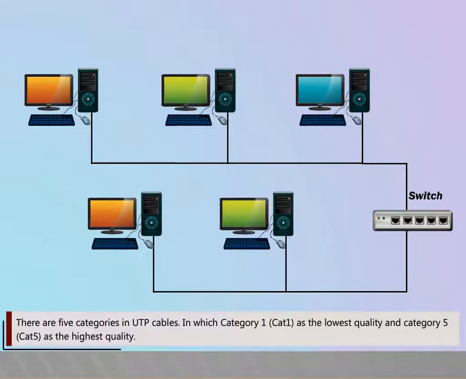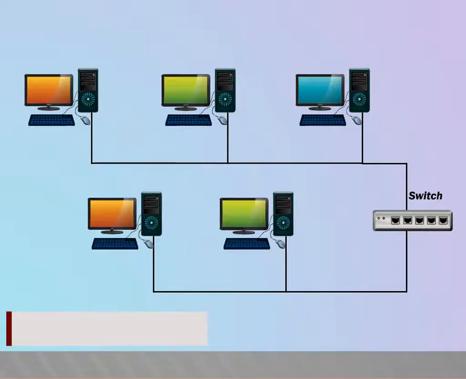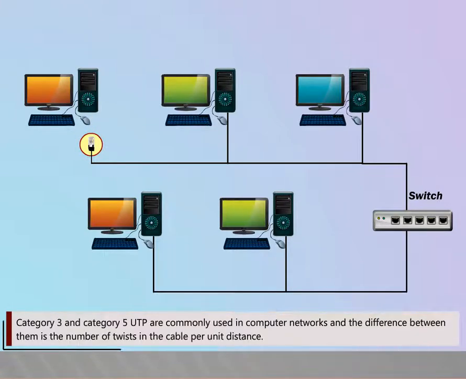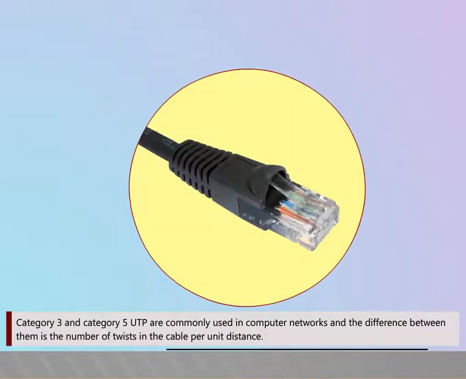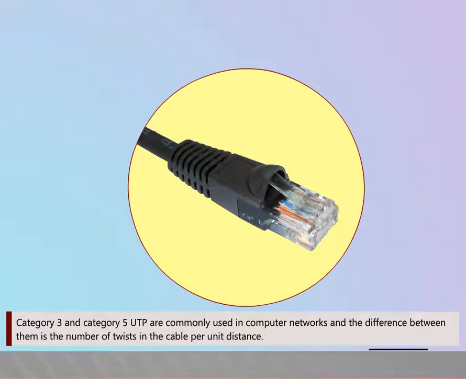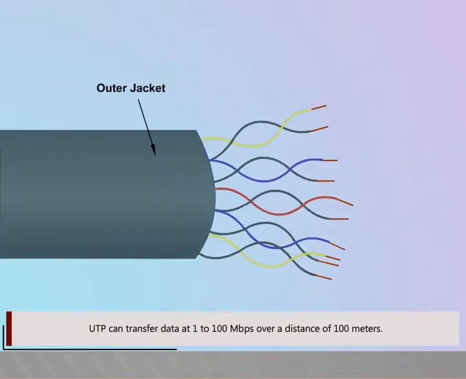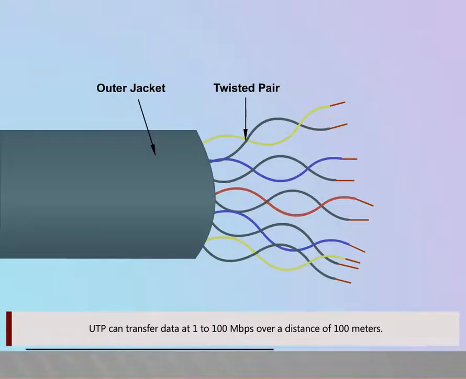There are 5 categories in UTP cables, in which Category 1, that is Cat 1, is the lowest quality, and Category 5, that is Cat 5, is the highest quality. Category 3 and Category 5 UTP are commonly used in computer networks, and the difference between them is the number of twists in the cable per unit distance. UTP can transfer data at 1 to 100 Mbps over a distance of 100 meters.